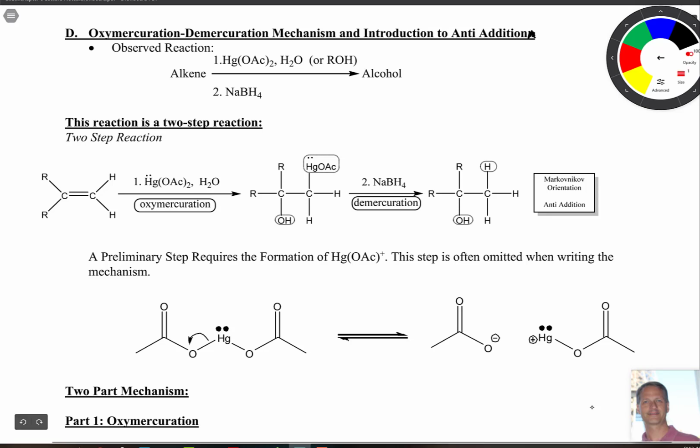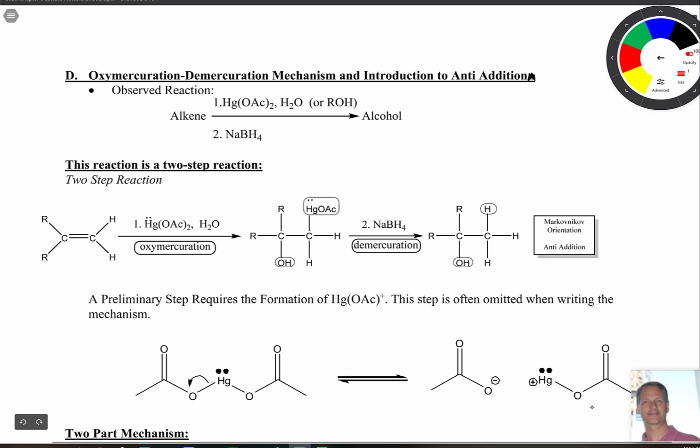This is how you're going to recognize the reaction. You'll have some alkene, and you'll see reagents written above this arrow. Steps 1 and 2 are important. They're separate steps, so you have to carry them out separately, so it's important that you write 1 and 2 there. The other thing is that OAc here stands for acetate.